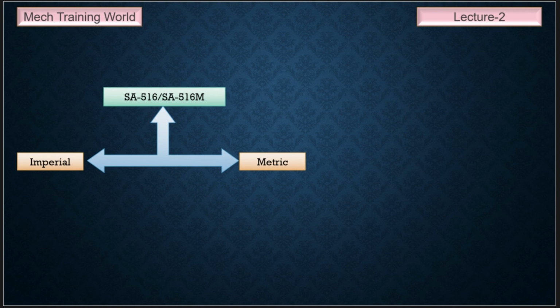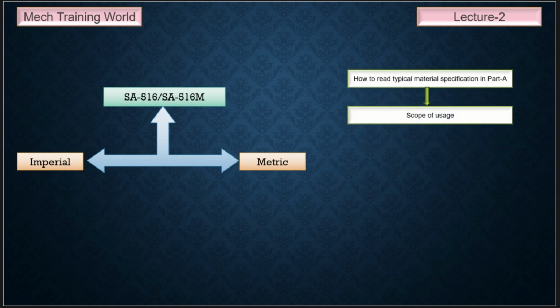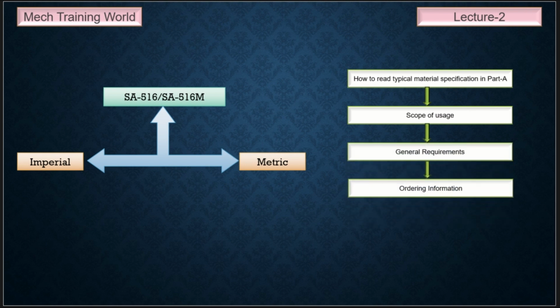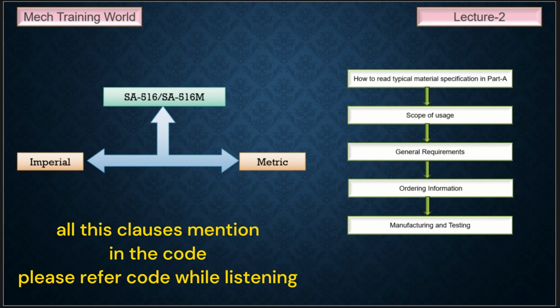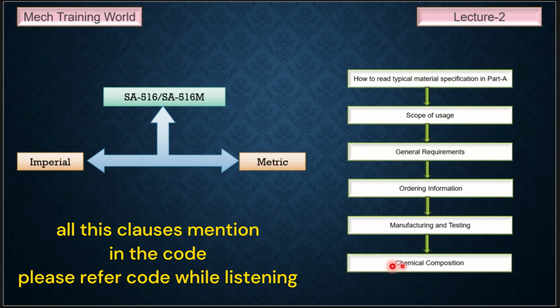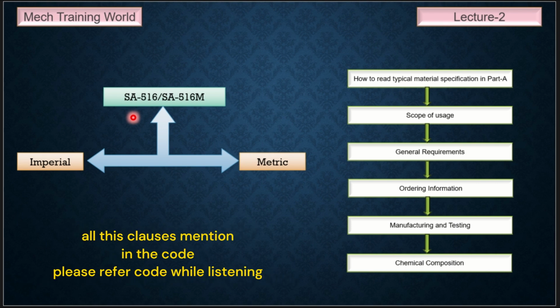And what are the other main information you will see in SA-516? You will see the scope of usage for this material, the general requirements and ordering information, how to manufacture SA-516, and the testing requirements. Those details are also mentioned in the code book. And finally, the chemical composition: how much carbon percentage, how much chromium percentage is used in SA-516, all this data is available. The first clause is the scope of usage, the second is general requirements and ordering information, the third is manufacturing and testing, and the fourth is chemical composition. All these four clauses are available in the SA-516 grade material specification.